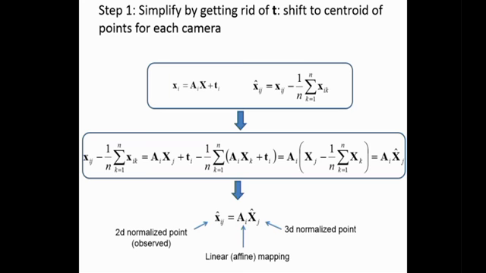So the first step is just to get rid of that t, and there's a simple trick for doing that. The trick is that you just normalize all your points by subtracting the mean value within each image. And then this shows why it works.